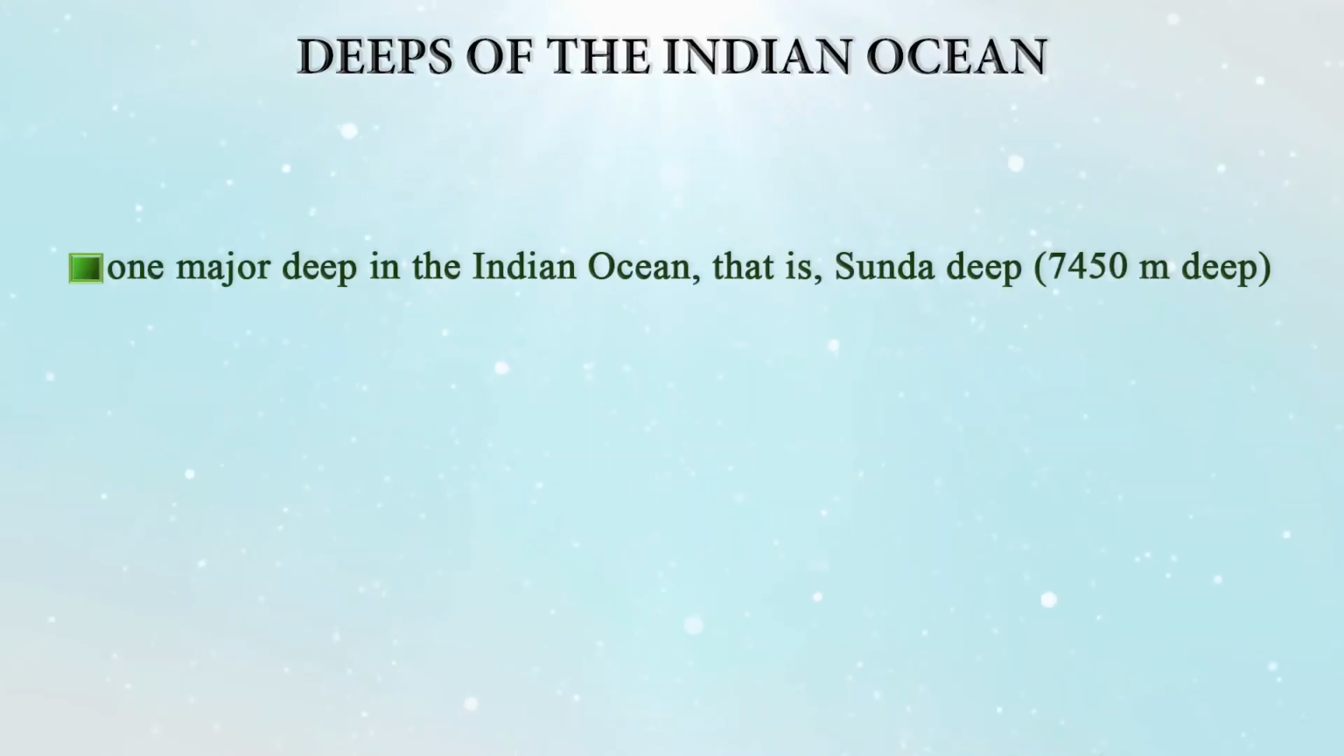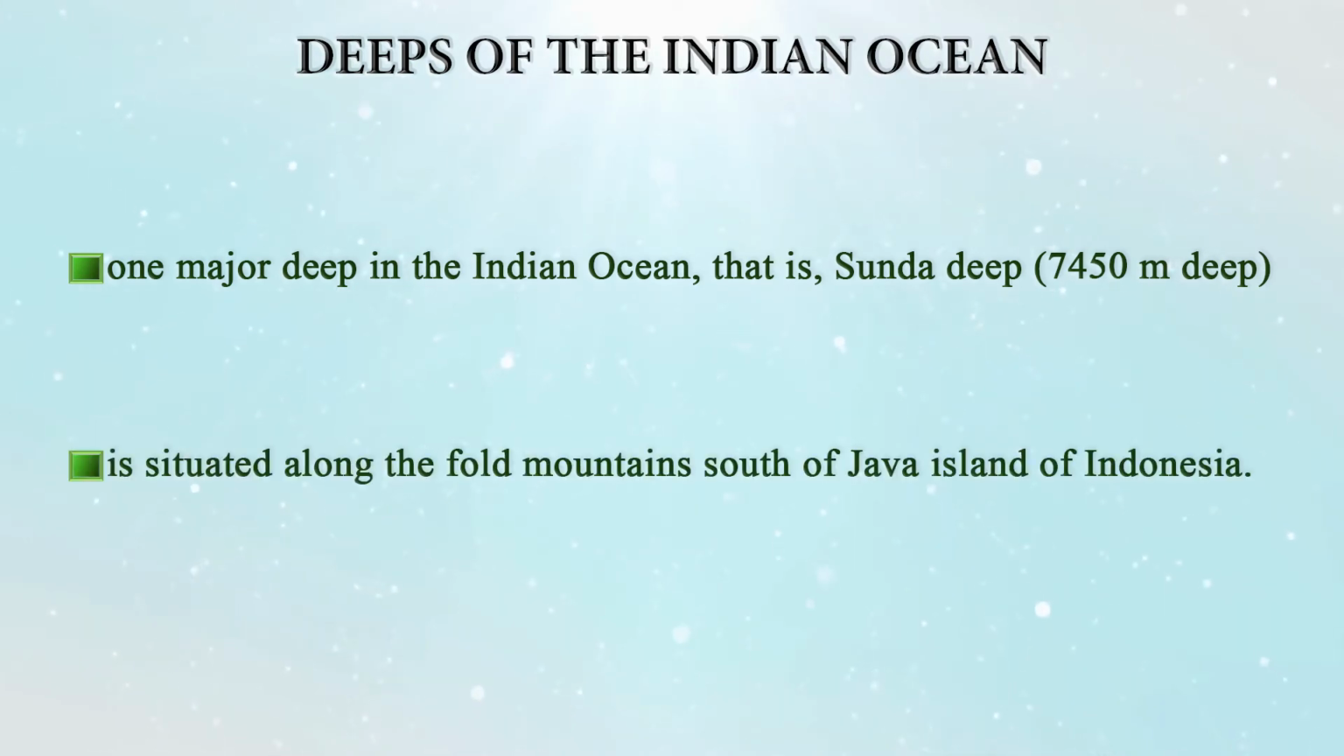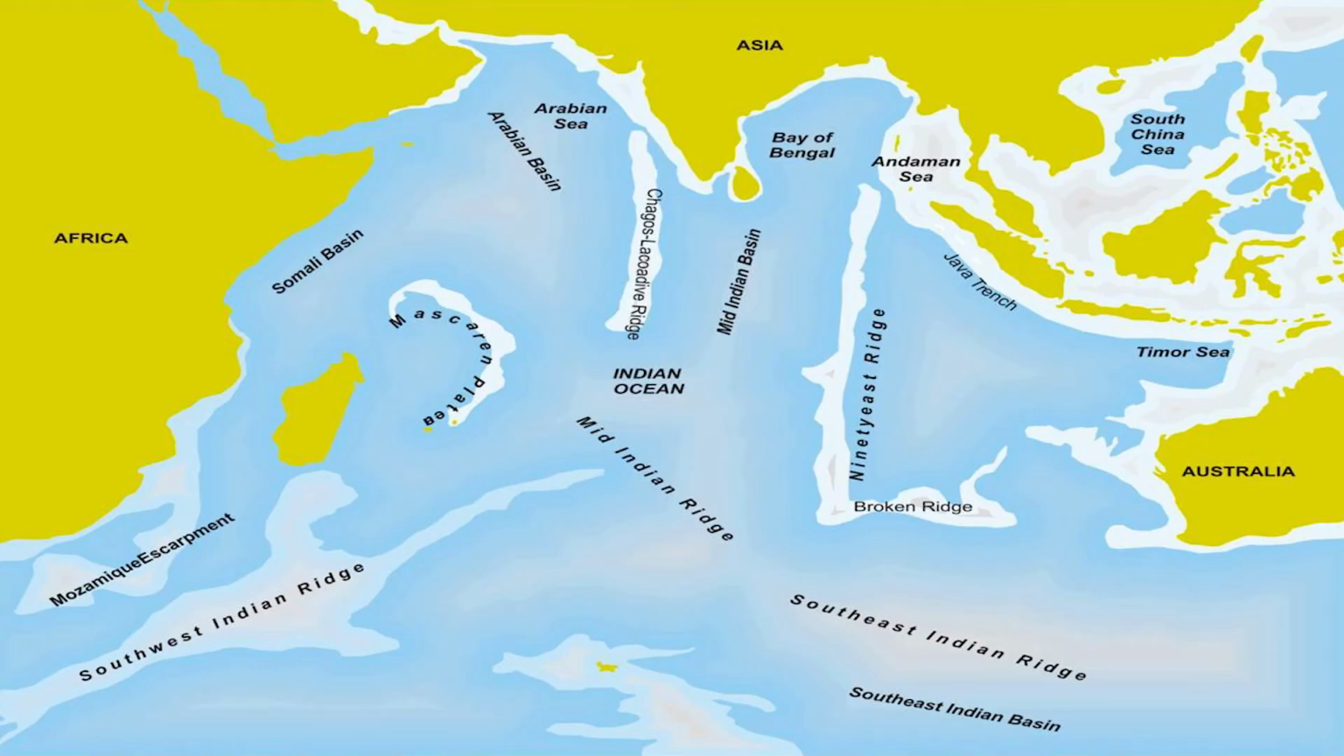Now coming on to deeps of the Indian Ocean, there is only one major deep in the Indian Ocean, that is Sunda Deep, located in the Java Trench. It is situated along the Fold Mountains south of Java Island of Indonesia. You can see in this figure on the bottom reliefs of the Indian Ocean, Java Trench is located just below the Java Island.